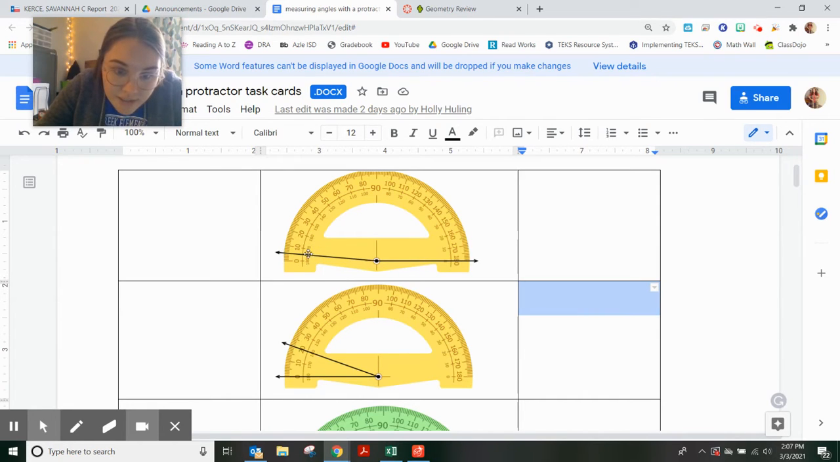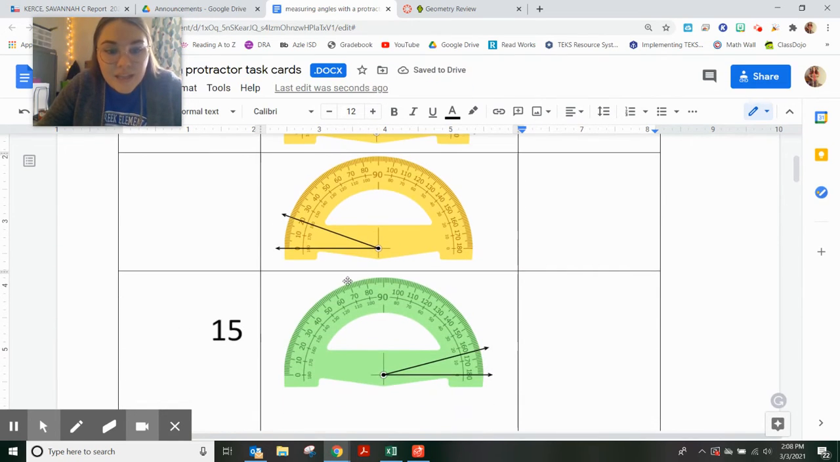So on here, I see there's 170, 171, 172, 173, 174. This looks like it is 175 degrees. And I did that by just counting those tiny little lines right there. So this one is 175 degrees. I don't know why that says 15, but let's take a look at this one.